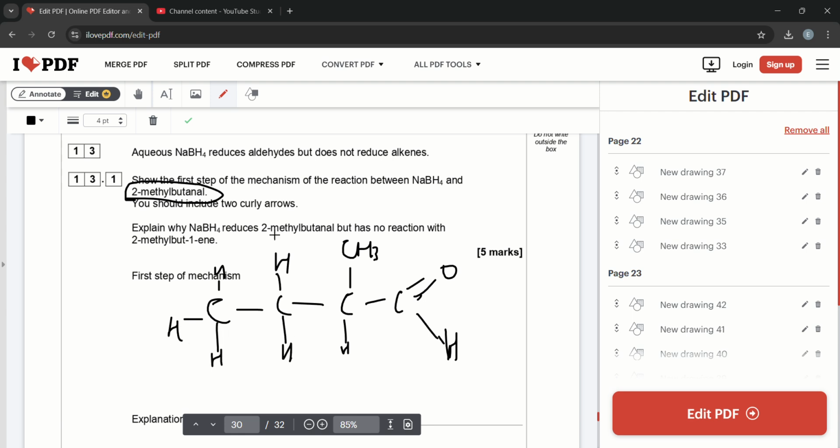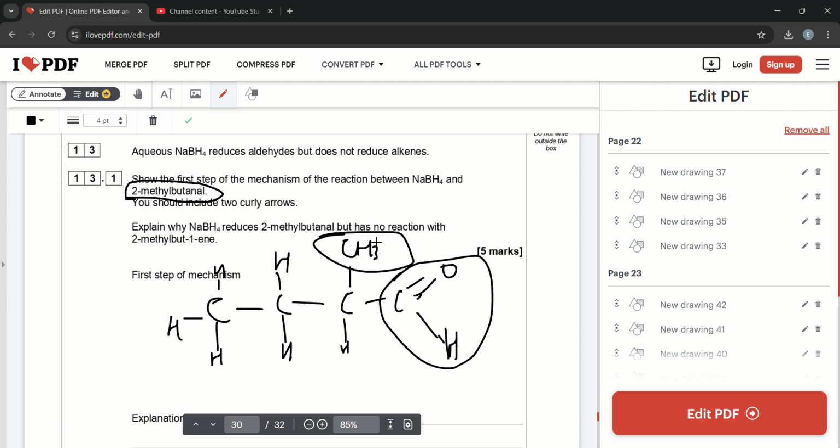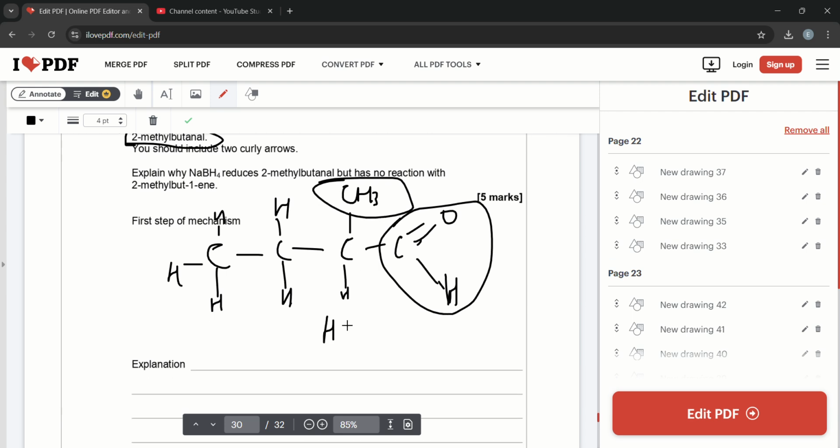So butanol, the functional group is positioned at the end of the molecule. 2-methyl, second carbon, a methyl group. That's it really. And now for this mechanism, what we use is hydrogen with a negative charge and a lone pair of electrons.